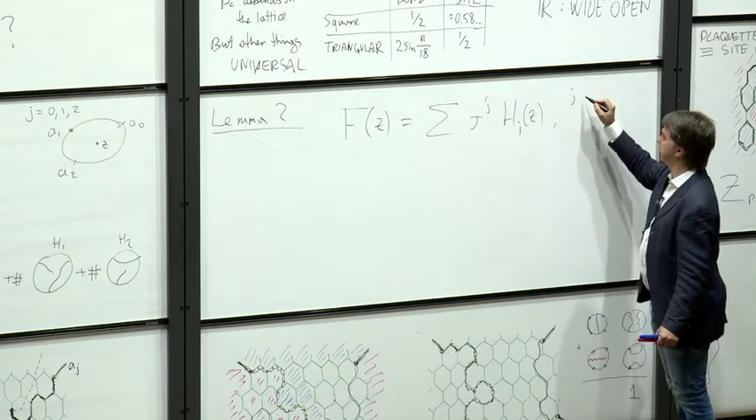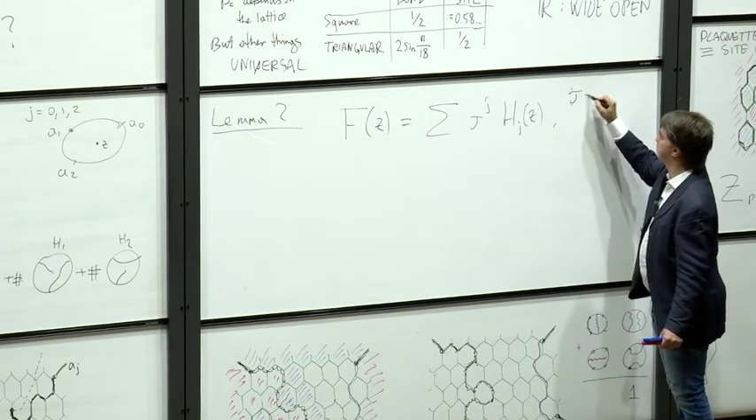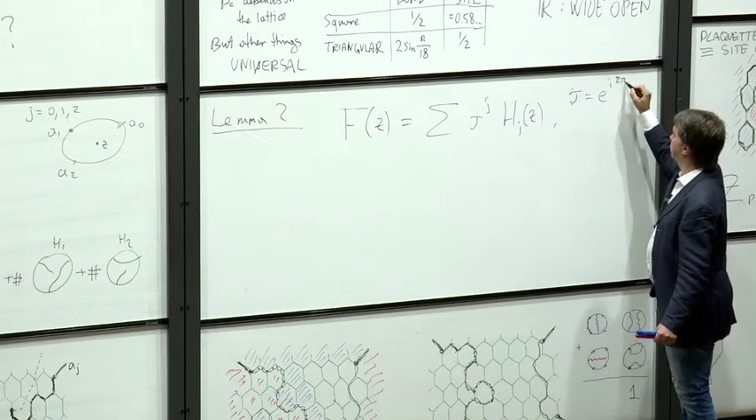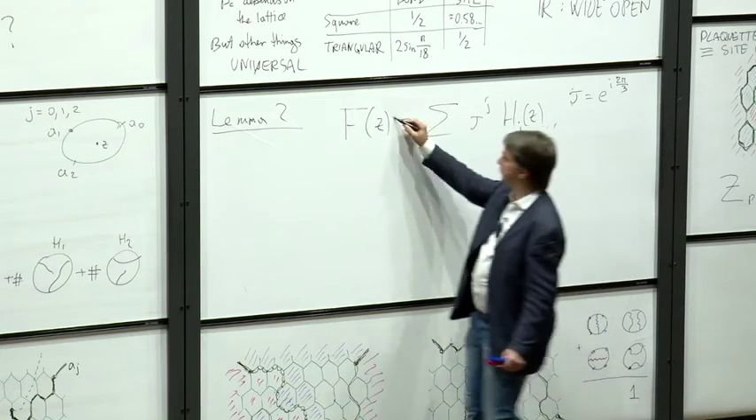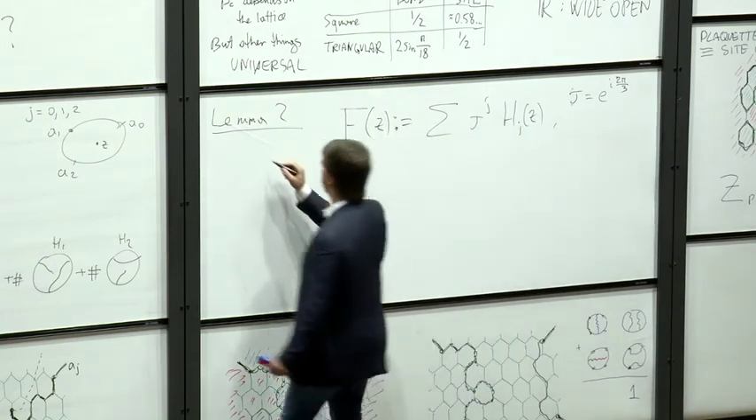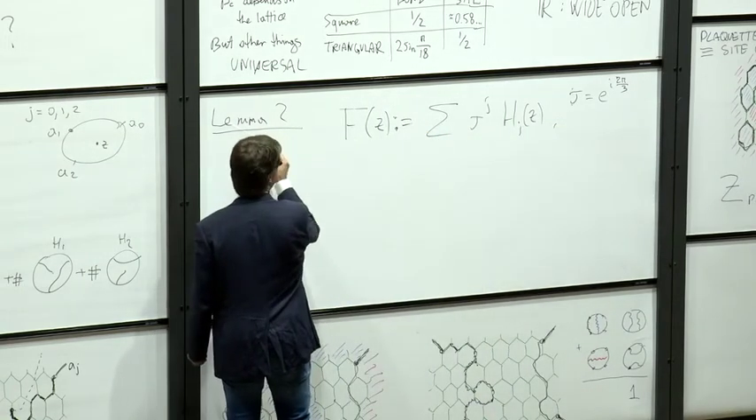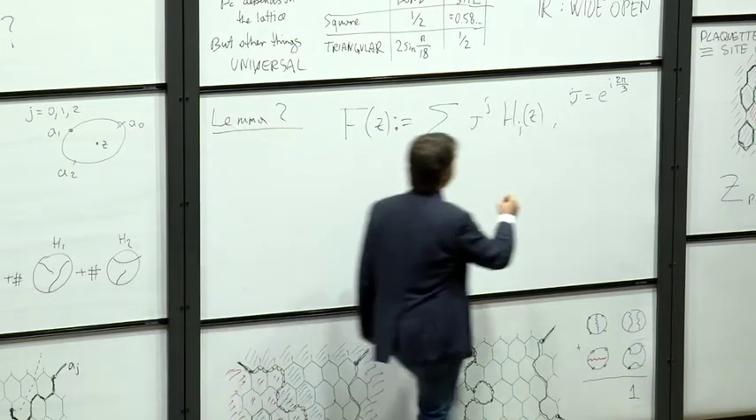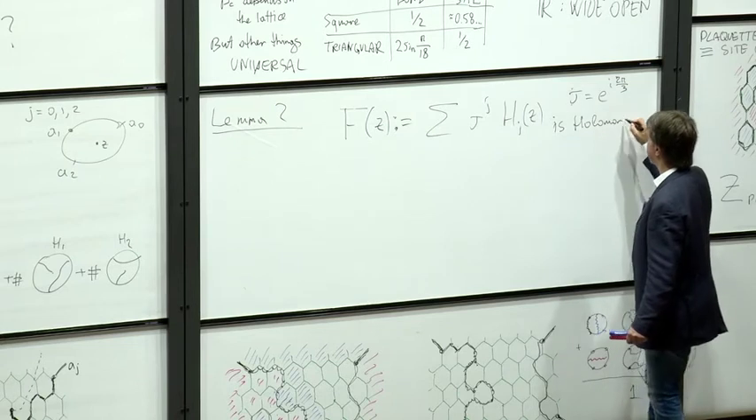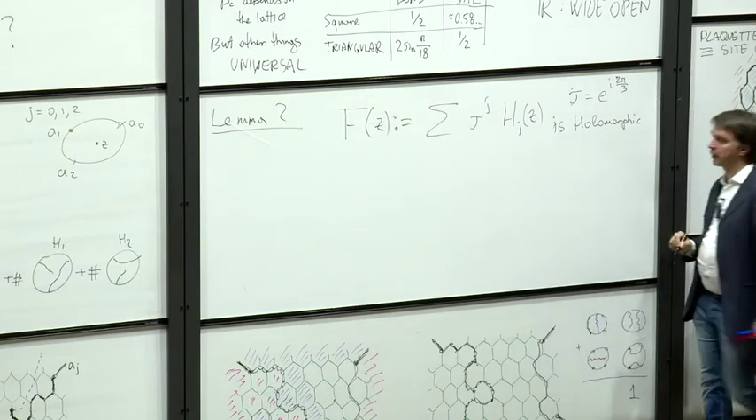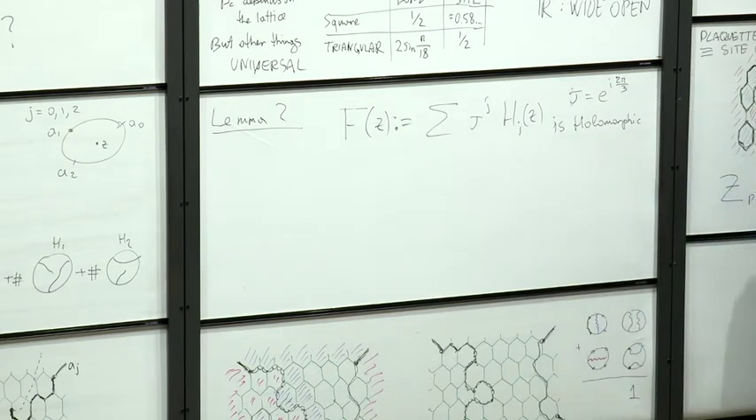Let's say tau is e to the power i pi over 3. So this is the definition. And it turns out that the lemma says that this function f is discrete holomorphic. Now, what does it mean that a function is holomorphic?